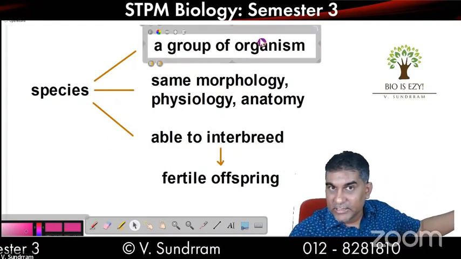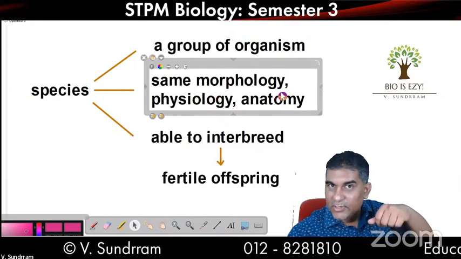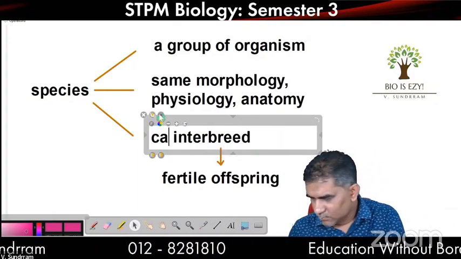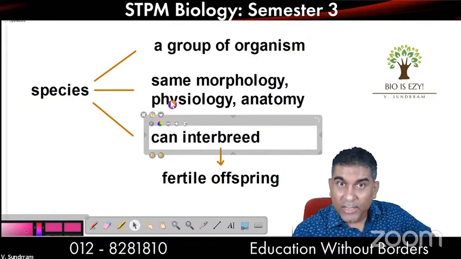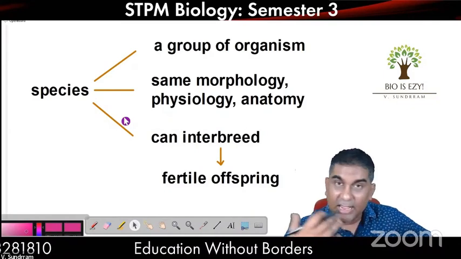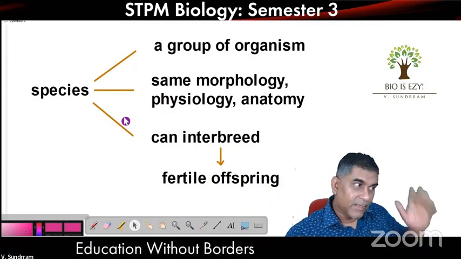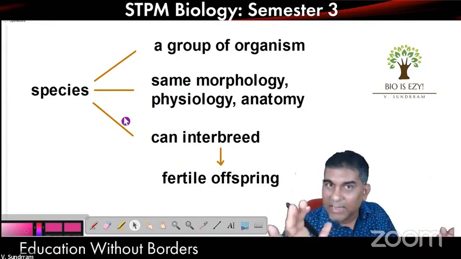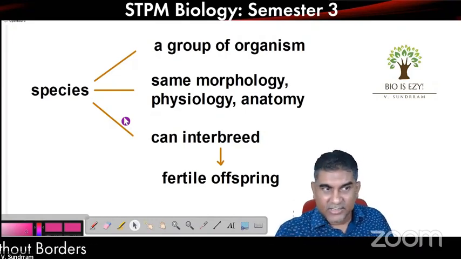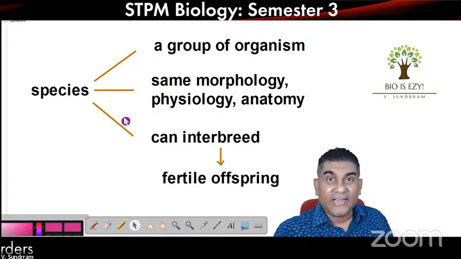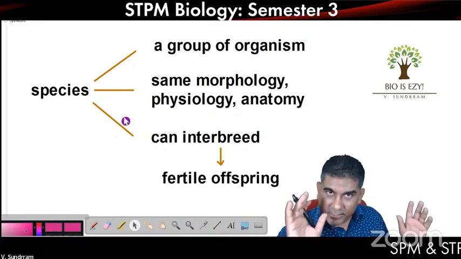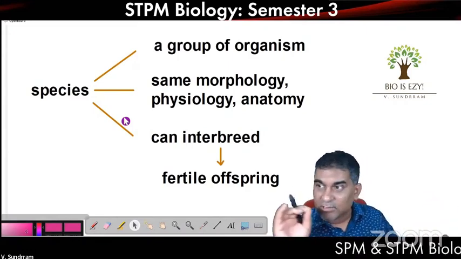A group of organisms with same morphology, anatomy, and physiology and can interbreed to produce fertile offspring. Now, why we need to use the word fertile offspring is because there are organisms that can interbreed even though they are different species. Lion and tiger can interbreed. You get liger or you get tigon. You can check on the internet, just search for liger, L-I-G-E-R, or tigon, T-I-G-O-N. Lion and tiger can produce liger or tigon.